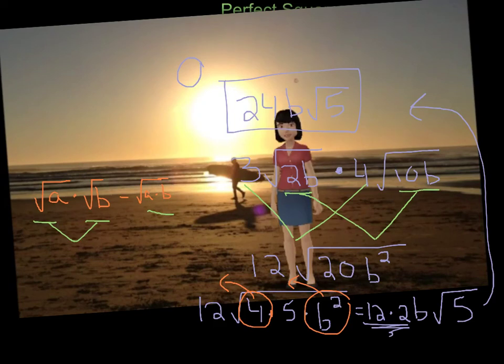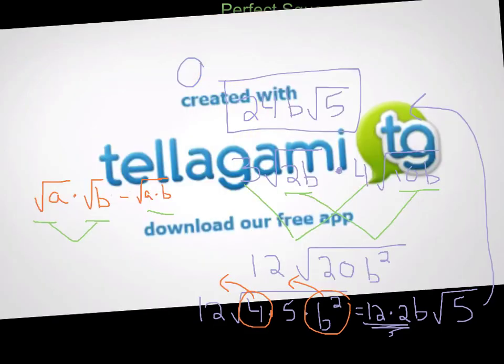I have to admit, I absolutely love simplifying these radicals. This is one of my favorite lessons. It's kind of all new stuff for you, so it might be a little confusing at times, but push through it and enjoy it. Good luck with the lesson.